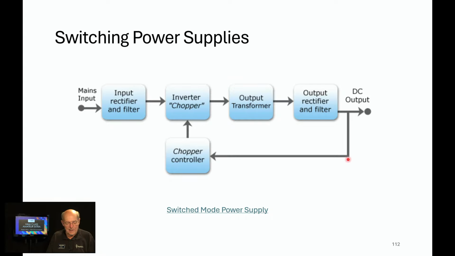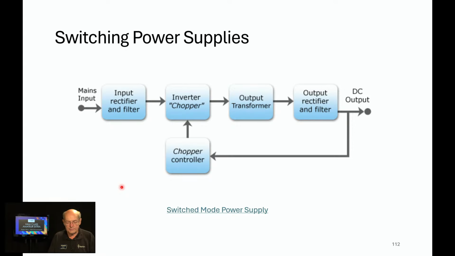But there's a feedback loop here saying if we want 13.8 volts, we're going to control this chopper in a way, it's called pulse width modulation, that will control how much gets through to maintain this 13.8 volts. And then there's an article here if you want to dig a little bit deeper, but that's a high-level view of how it works.